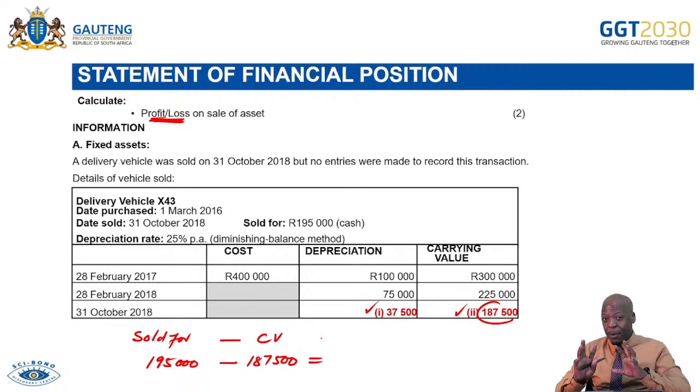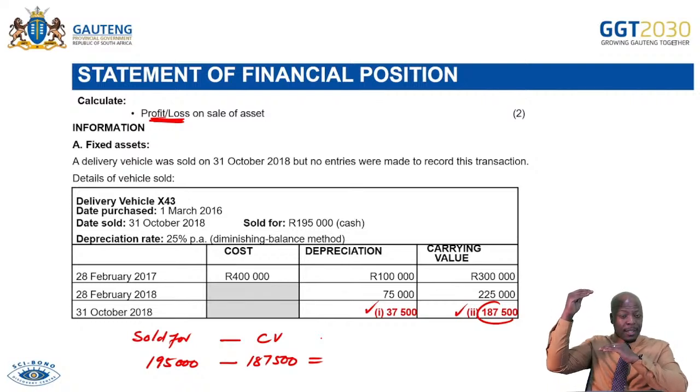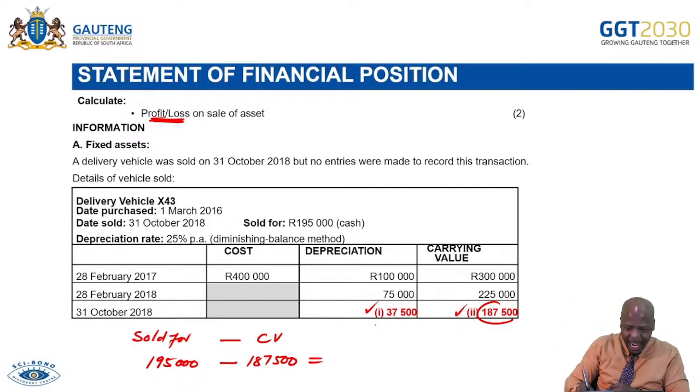So I'm going to say it again in a different way. We have an asset now which has a value of 187,500. That is how much it's worth. But we are now selling it for 195. That means we're selling it for a higher price than what it is worth. It's worth 187.5, but we're selling it for 195. Are we getting a profit or a loss? Definitely, we are getting a profit because we have sold it for a higher price than its carrying value. How much is that profit? So you're getting the difference between your 195 and your 187.5.